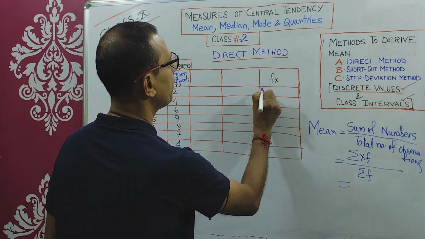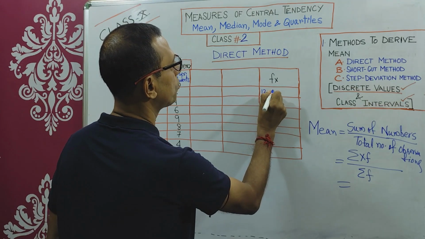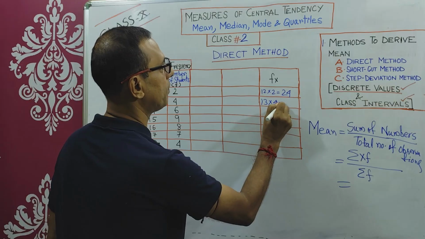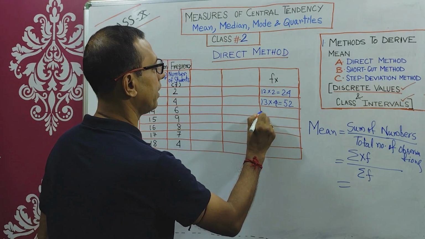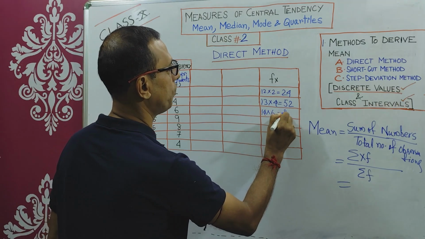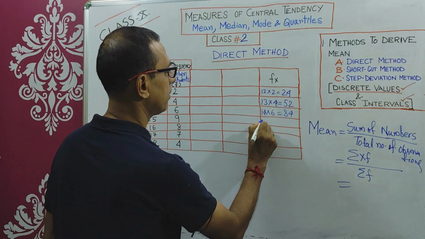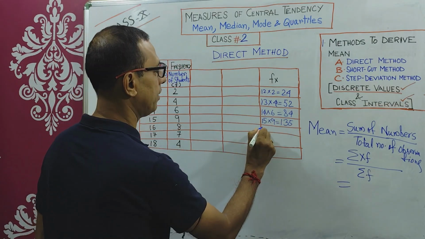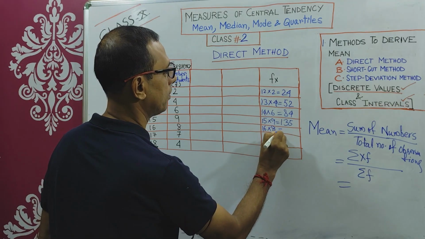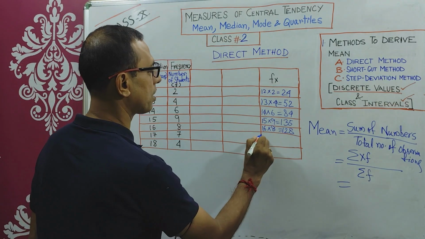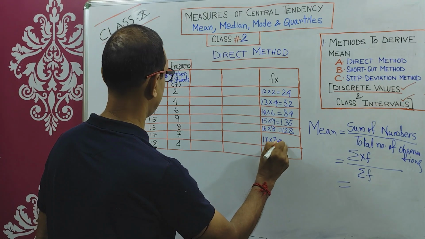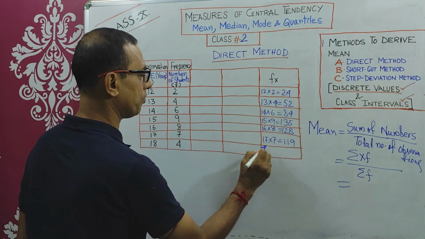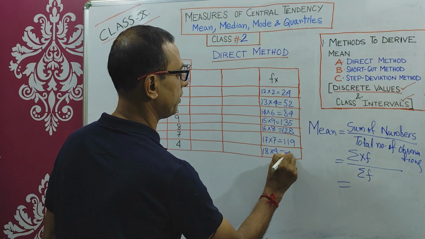That's how. So fx, here it is 12 into 2, that is equal to 24. Here it is 13 into 4, that is equal to 52. Here it is 14 into 6, that is equal to 84. 15 into 9, that is equal to 135. 16 into 8, that is equal to 128. 17 into 7, that is equal to 119. And 18 into 4, that is equal to 72.